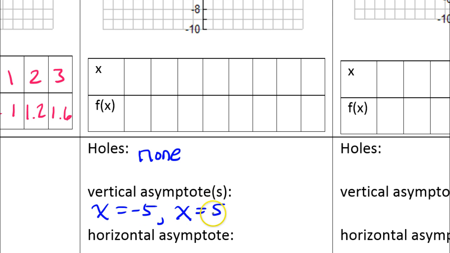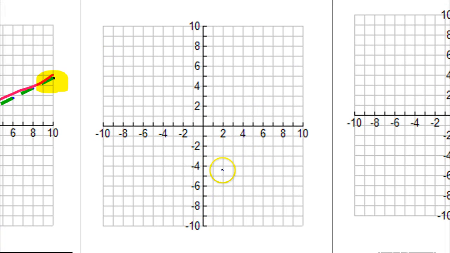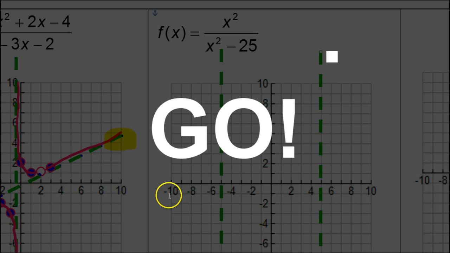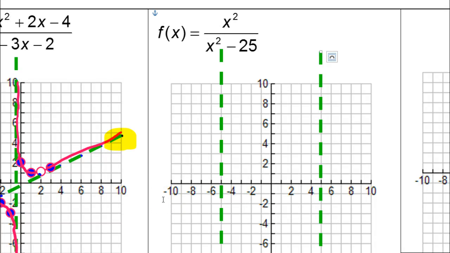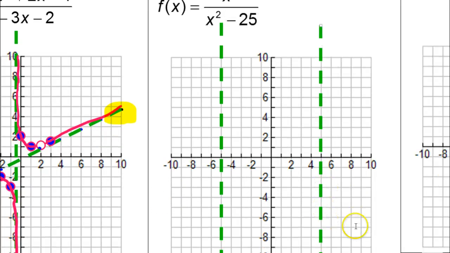Don't just put negative 5 and positive 5. Put x equals negative 5, x equals positive 5. Let's go ahead and graph these vertical asymptotes on the graph. Alright, so there we have graphed those vertical asymptotes.